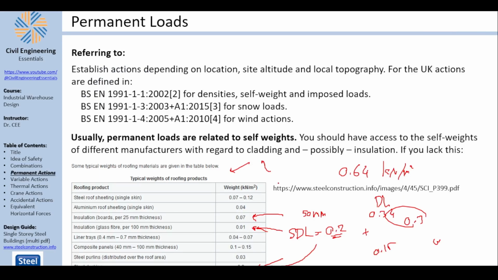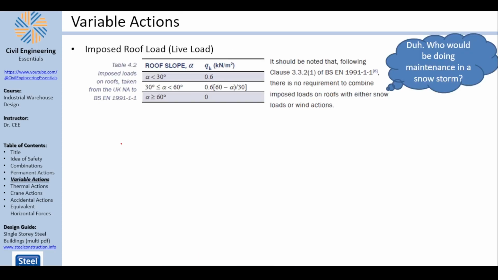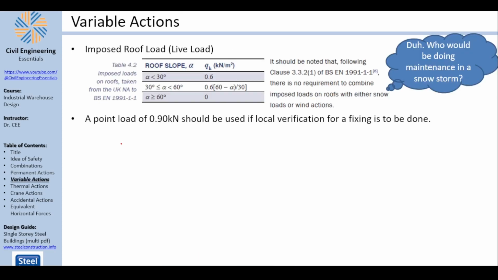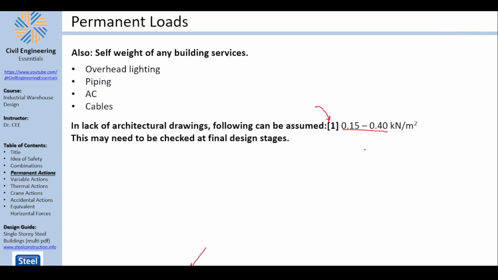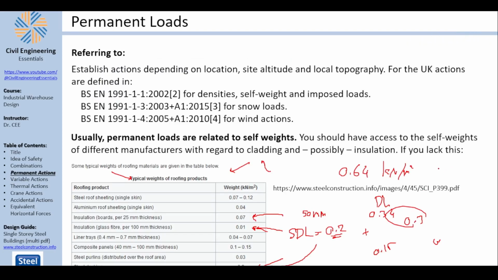Self weight is there. Cladding, as you can see here, there are typical weights. We are dealing with AC and piping. I don't like that. You know what? I'll just say superimposed dead load 1 kilonewton because I'm kind of worried. Like 100 kilograms per meter square should be golden. So 1 kilonewton per meter square. That's my dead load. It should be 0.64, but I will take 1 kilonewton because why not? We do this actually.